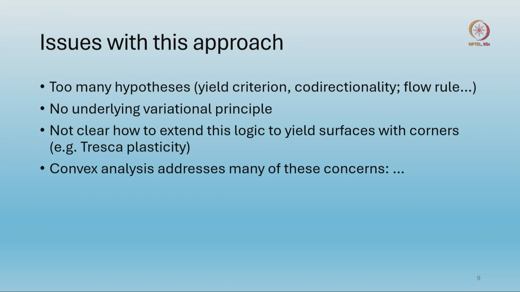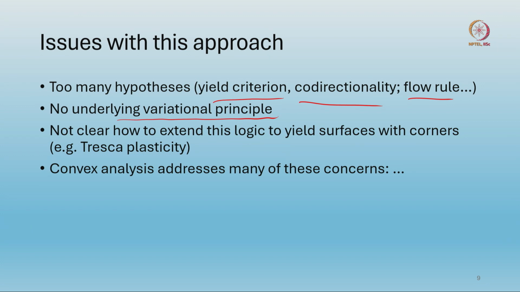But the issue with this approach is that there are too many hypotheses. So let us count them. One is the yield criterion, the codirectionality hypothesis, the flow rule. No, I have not written all of them. Then there are the consistency conditions, the Kuhn-Tucker conditions, my God, so many. There does not seem to be any underlying variational principle. So it does not look like a pretty elegant approach, is it?